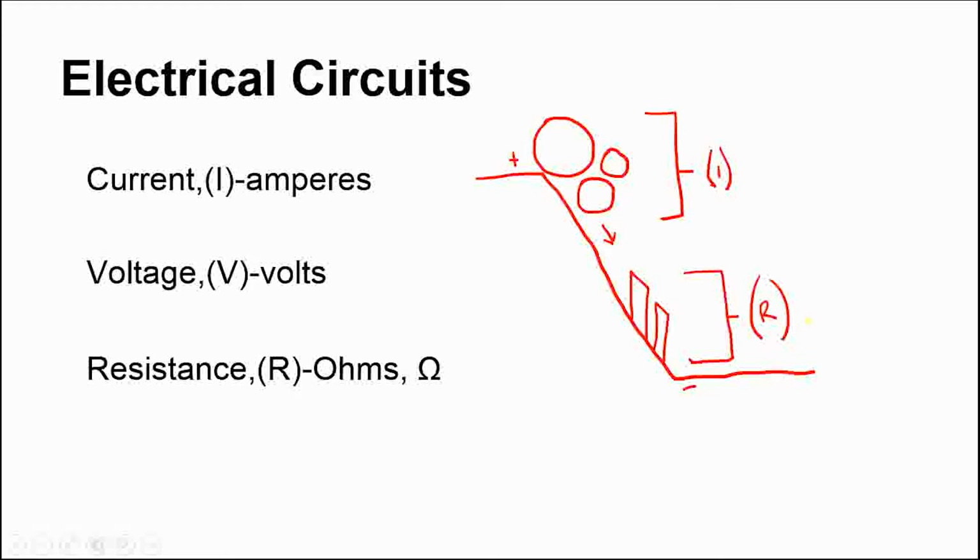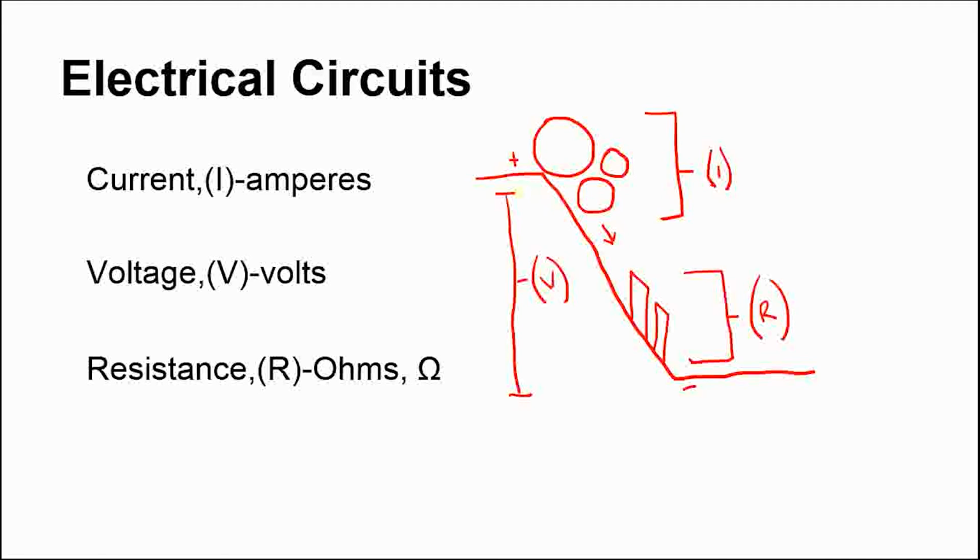All right, and then finally, you notice that at the top of the hill and all the way at the bottom of the hill, there's a difference in height. Okay, so this difference in height is analogous to the difference in potential between 2 points in a circuit, and the difference in potential between 2 points in a circuit, that is your voltage.